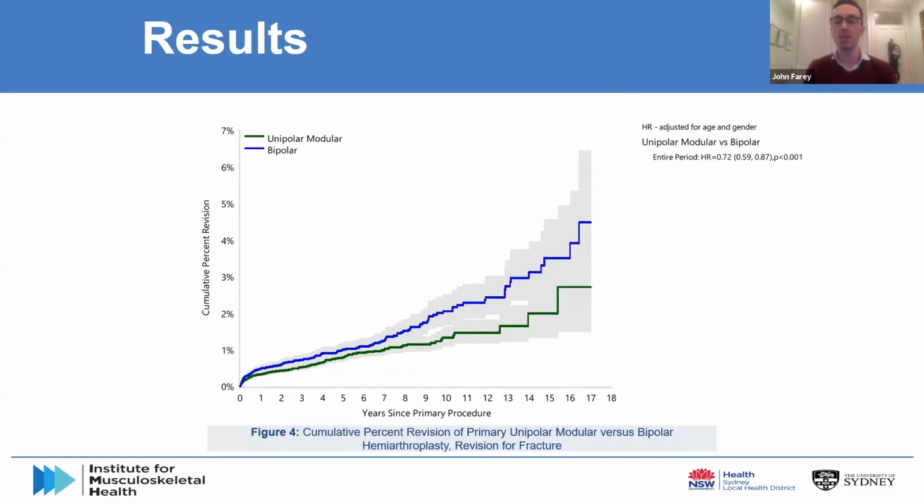And then when we dug down again, similarly, there's a higher risk of revision for periprosthetic fracture for patients that receive a bipolar prosthesis. That's independent of stem fixation and stem type, in a separate analysis we conducted. Next, thanks.